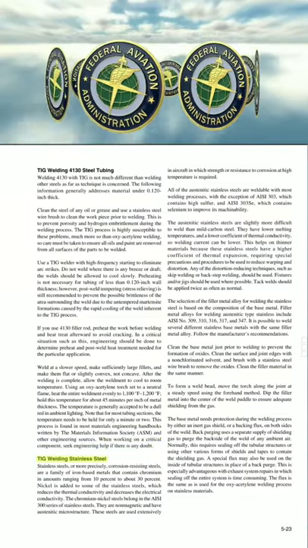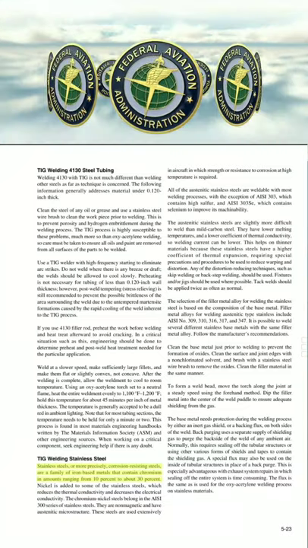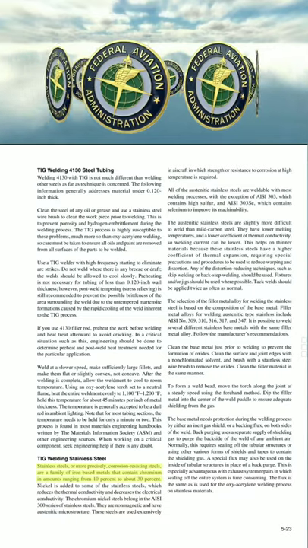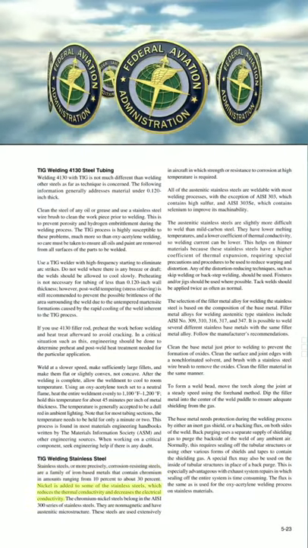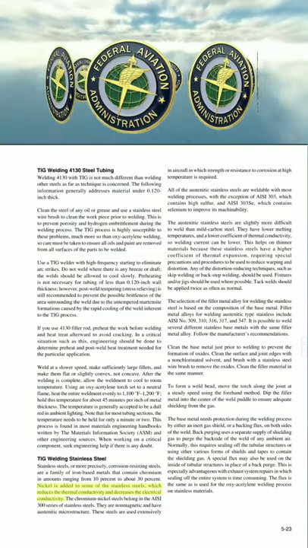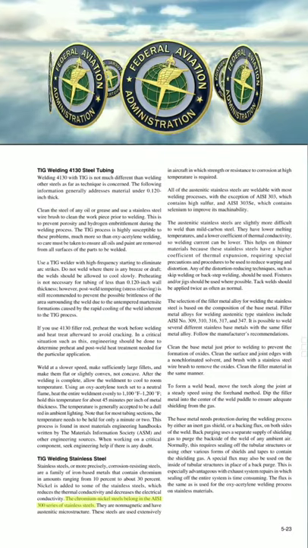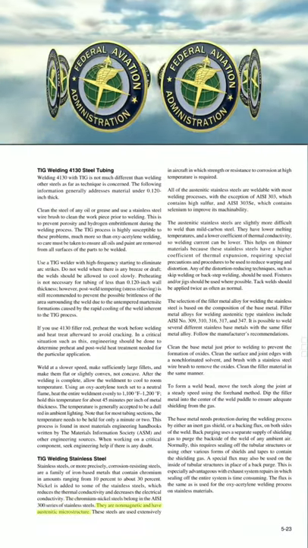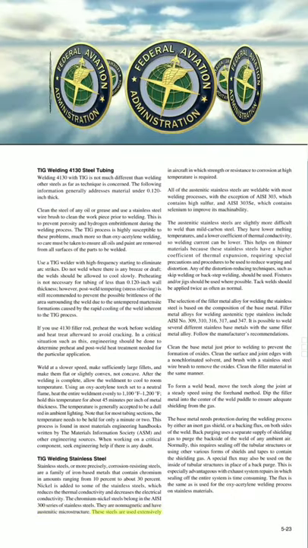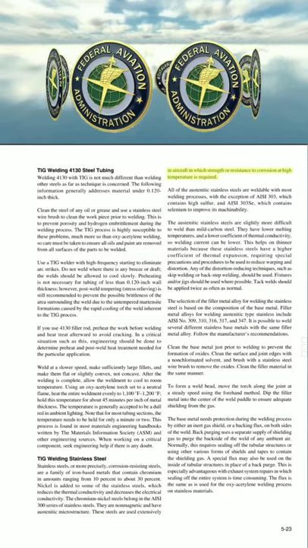TIG welding stainless steel. Stainless steels, or more precisely, corrosion-resisting steels, are a family of iron-based metals that contain chromium in amounts ranging from 10% to about 30%. Nickel is added to some of the stainless steels, which reduces the thermal conductivity and decreases the electrical conductivity. The chromium-nickel steels belong in the 300 series of stainless steels. They are non-magnetic and have austenitic microstructure. These steels are used extensively in aircraft in which strength or resistance to corrosion at high temperature is required.